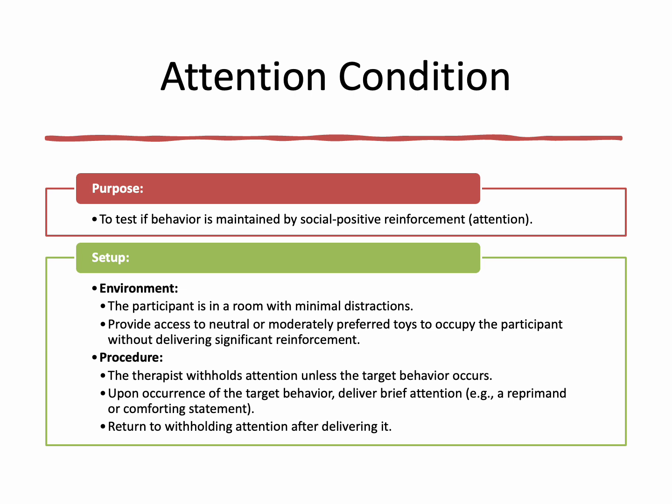Okay, so we'll deliver it for a few seconds. And then once that attention is delivered, we withdraw our attention again. And they're just left with, again, the neutral toy or the moderately preferred toy and no attention. And then if the behavior occurs again, we will provide attention. And the attention can look different. It could be like, oh, Johnny, you wanted to play with me. I'm sorry. And then you play with them for a few seconds and then you withdraw your attention.